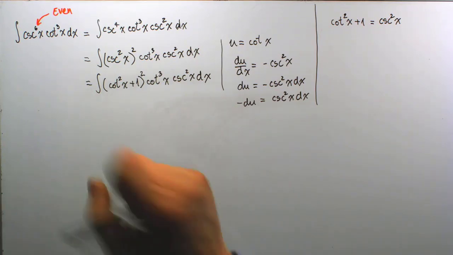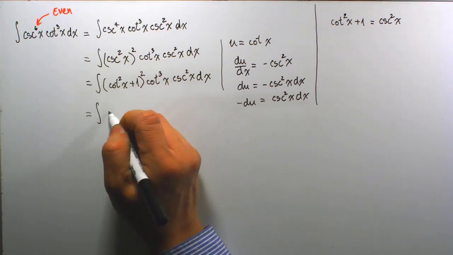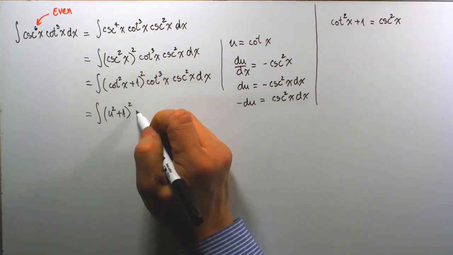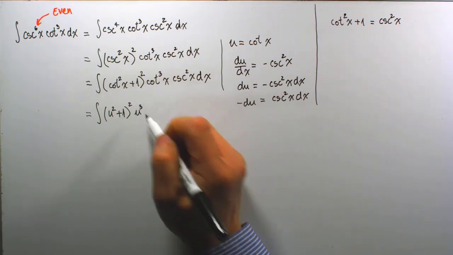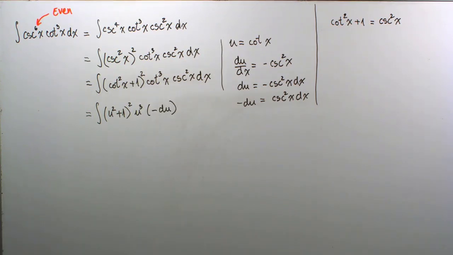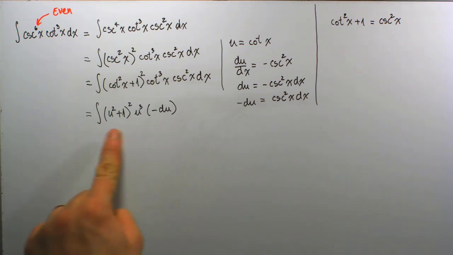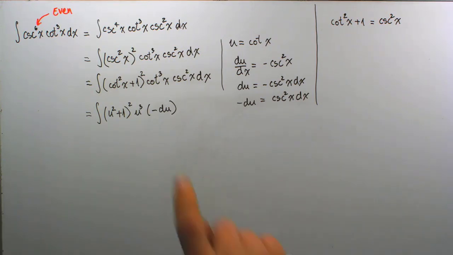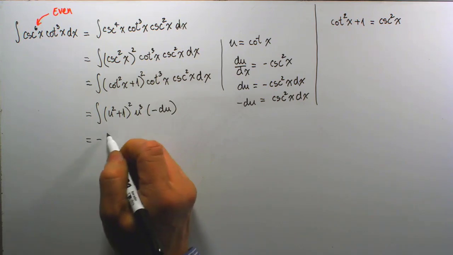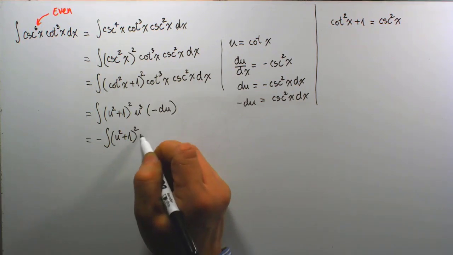So the integral now will become the integral of u squared plus 1 all squared times u cube times minus du. All right, and so at this point right here, I have turned my integral into an integral that's completely in terms of the new variable, the u variable. And with that minus sign, now I can bring that in front as a negative 1 coefficient. So I have minus the integral of u squared plus 1 all squared times u cube du.